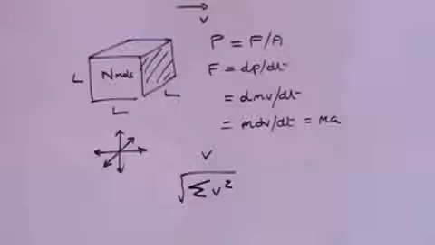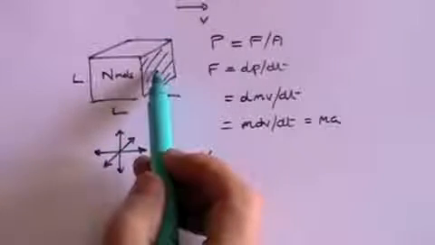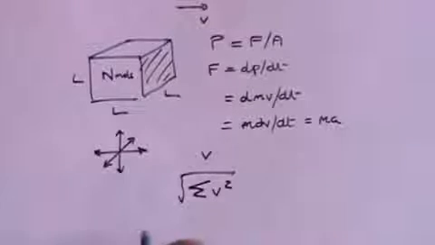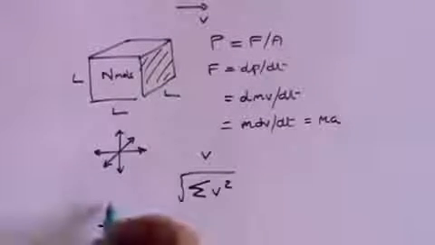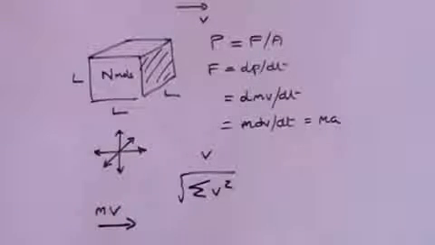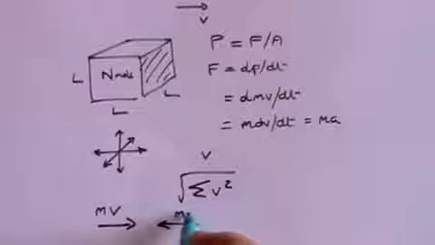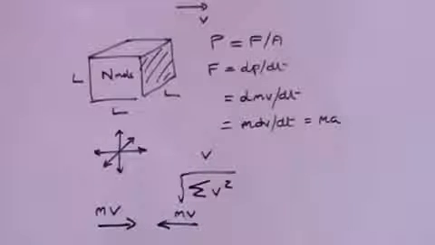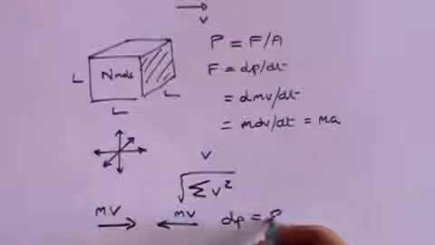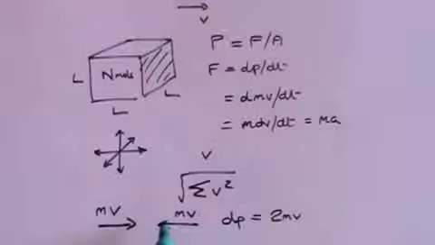Now let's consider one molecule which is travelling from left to right, and it hits this wall, and as it does so, it is travelling in this direction at v with mass m, so it has momentum mv, and when it hits the wall it bounces back, still with the same mass but now with velocity in the other direction. What is the change in momentum? The change in momentum dp is 2mv, because it was going in mv in this direction, now it's doing mv in that direction, the total change is 2mv.